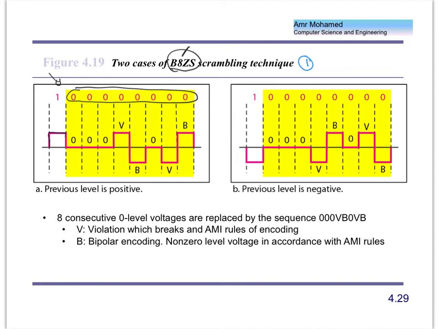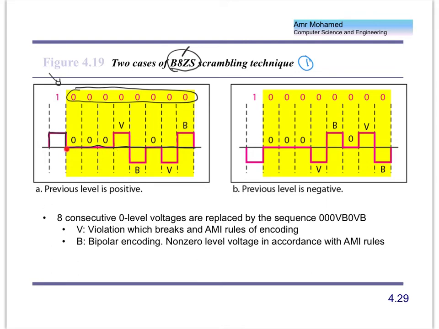And the idea here is that assume that we have a 1 here. So 1 is the positive voltage. And we have 8 consecutive zeros. In the normal AMI sequence, these 8 consecutive zeros will be a straight 0 voltage for all the 8 bits. So instead, what we will do is that we will replace the 8 bits as follows.